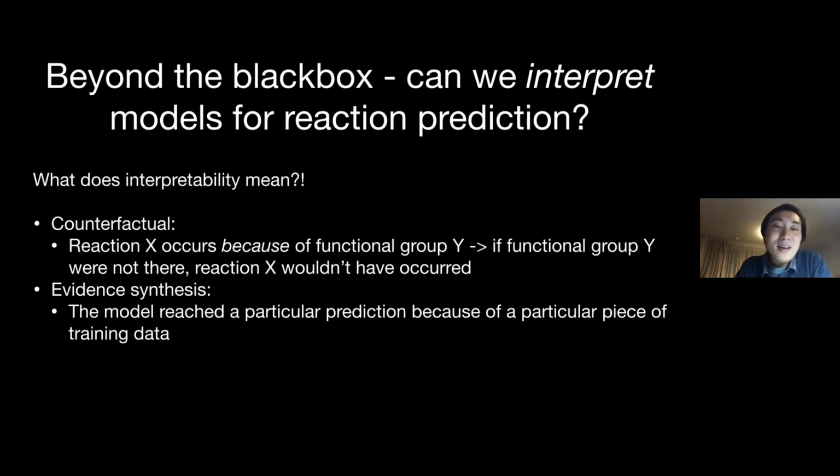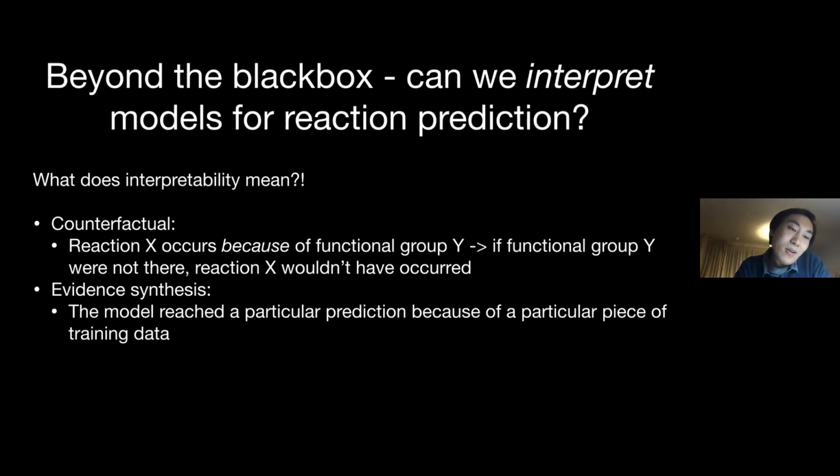What does it mean? And how should we do that? And we nucleated into two ideas about interpretability and trying to understand what the model is actually doing. The first criterion is counterfactual, which is a reaction X occurs because of a certain functional group, which means that if the functional group is not there, reaction X will not have occurred.